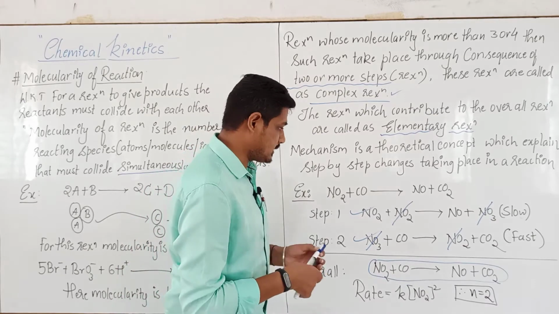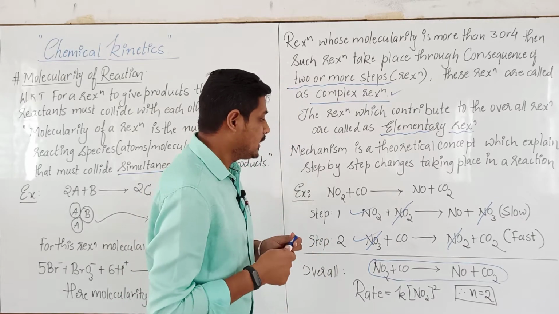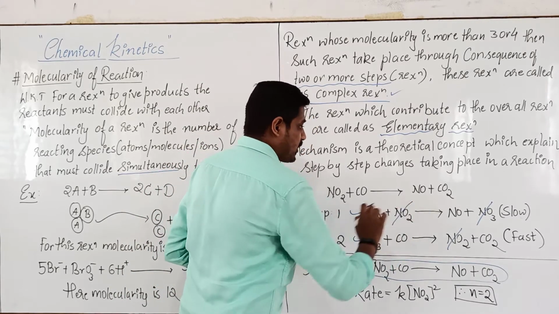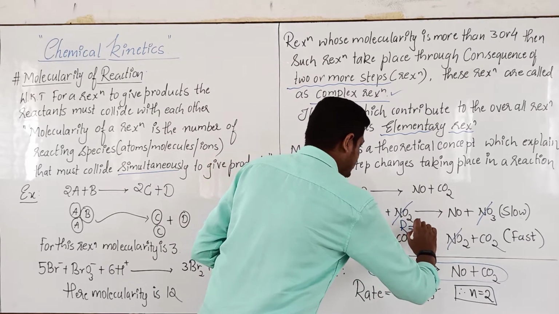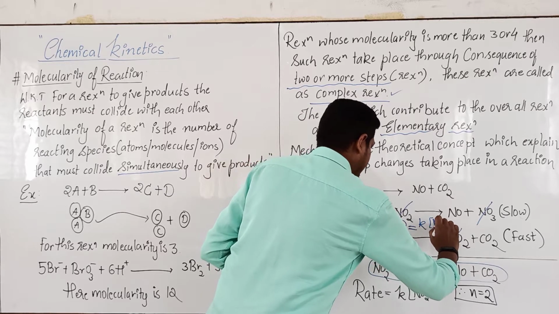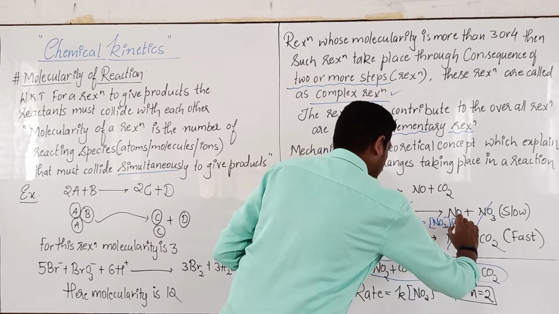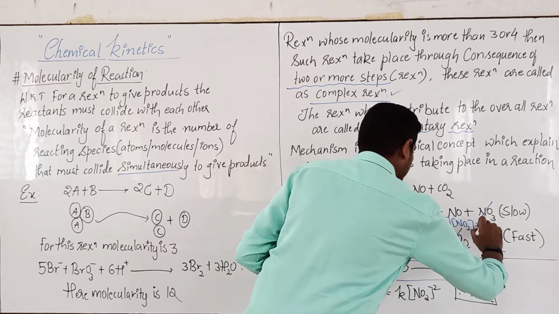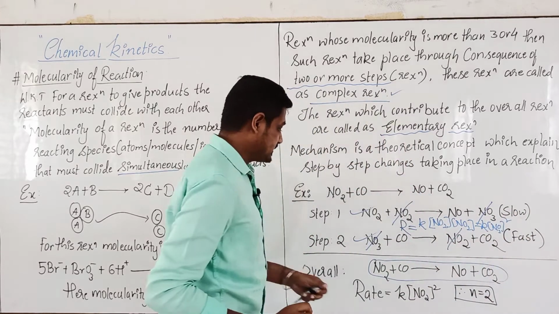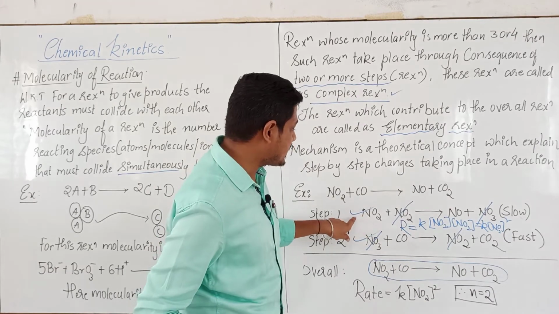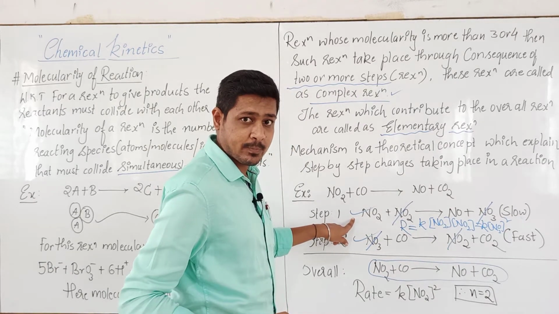If you look here, another step, if I have to write the rate for this first step, it will come like K into NO2 into NO2. This overall becomes K into NO2 square, isn't it? This rate is almost the same as the rate of the first reaction.